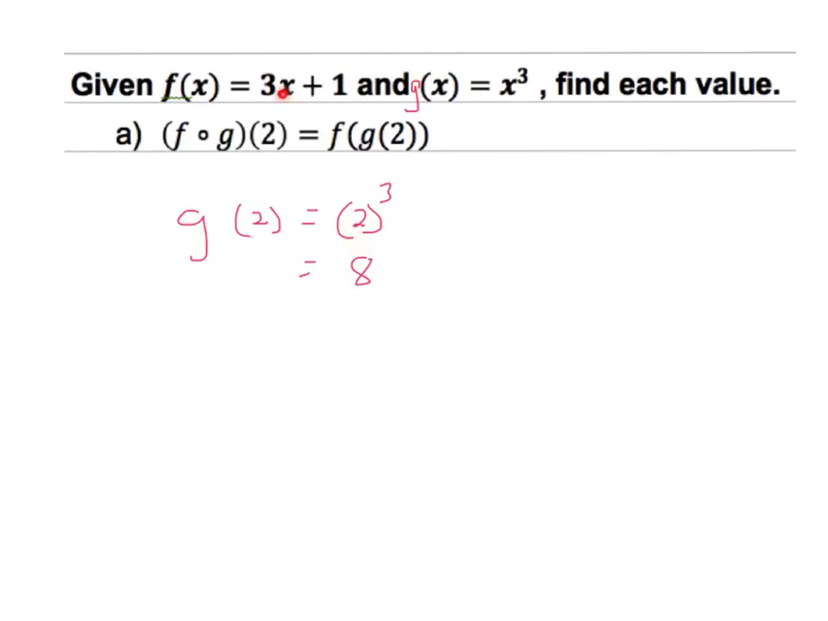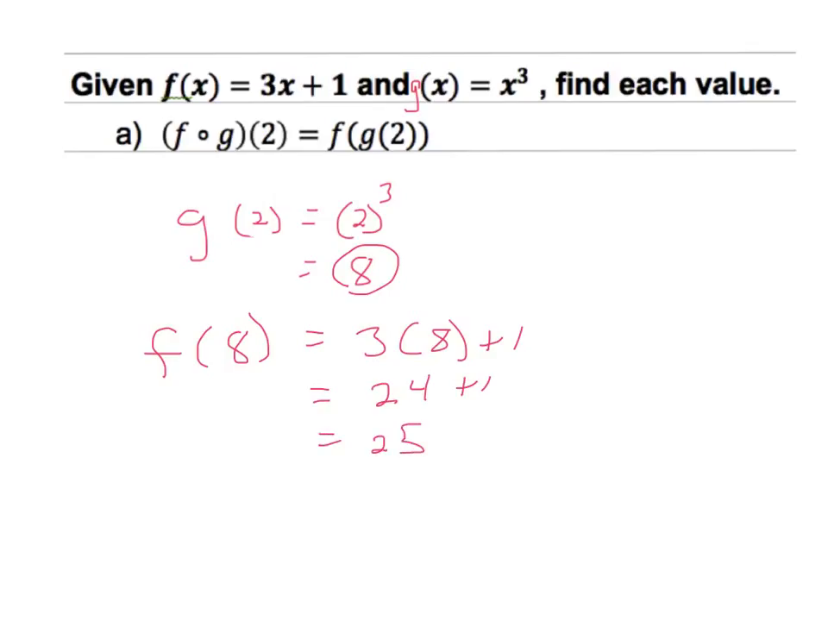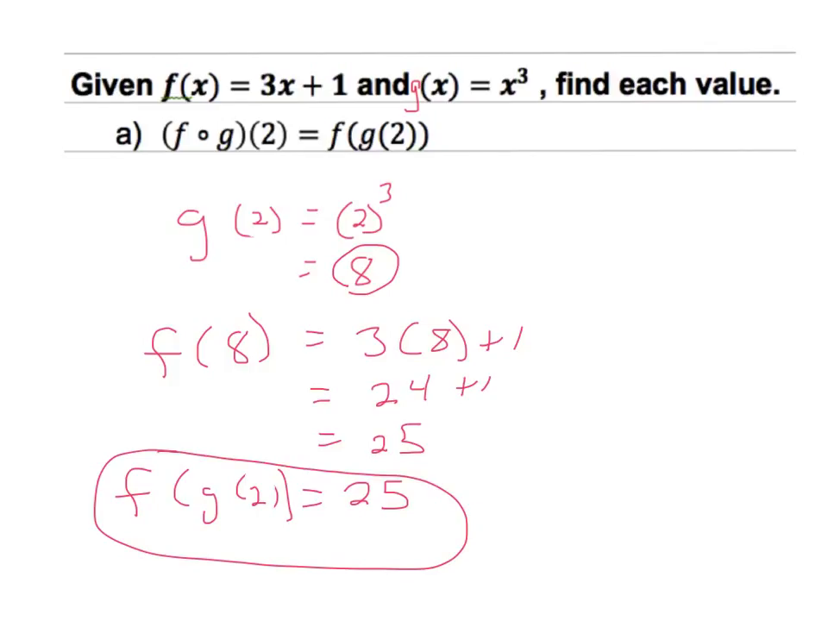Okay, so what we're going to do here is take this value and plug that value in for the x in the f of x function. So it's going to look like this, and then I'm going to simplify that. So that gives me 24 plus 1, or 25. Now what does that mean? Well, that means that f of g of 2, oops, better not put x, need to put a 2 right there, is equal to 25. And that's all there is to the composition of these two functions for the value of 2.